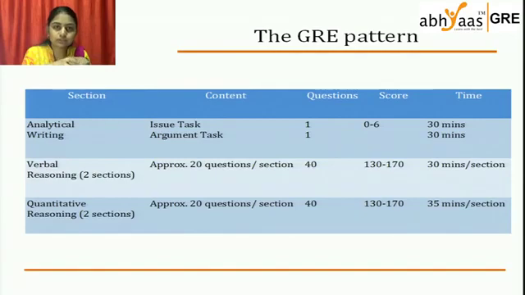The complete score that you could get is in the range of 0 to 6. For each of the tasks, you have 30 minutes. So overall, you have 1 hour. Got it? So the analytical writing assessment is a test for your writing skills.